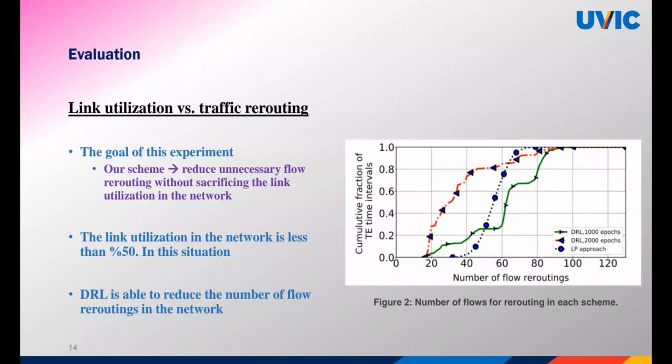And as you can see here, DRL is able to reduce the number of flow reroutings in the network without sacrificing the link utilization too much compared to the linear programming approach. We need to reroute around 50 new flows in the network on average for each time interval when we are using the linear programming approach, but this value is around 35 for the DRL approach.